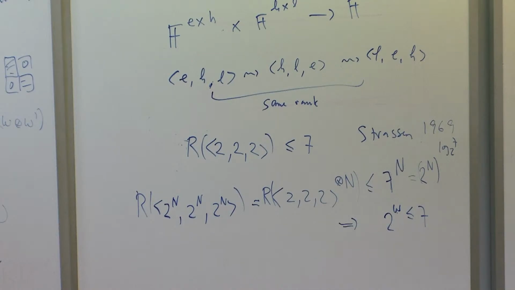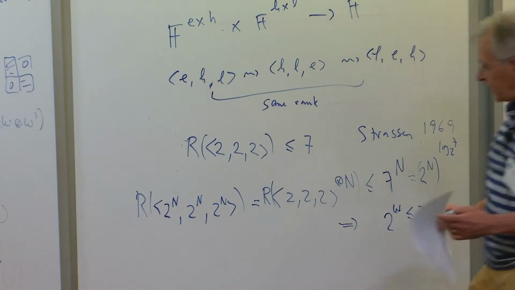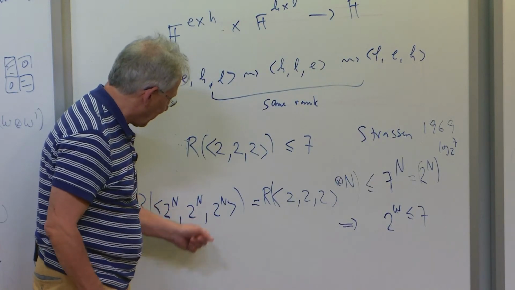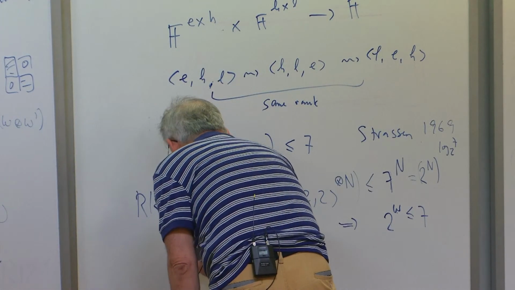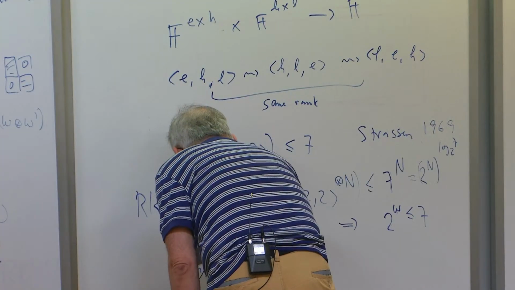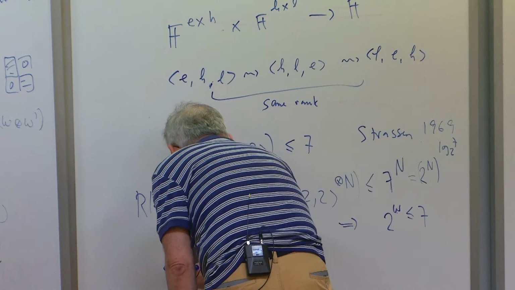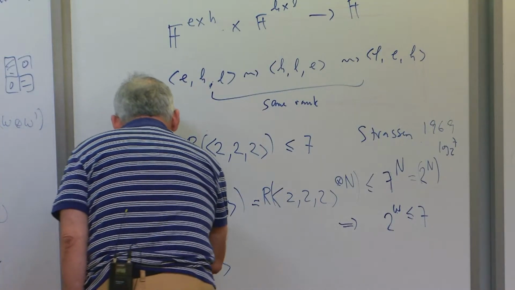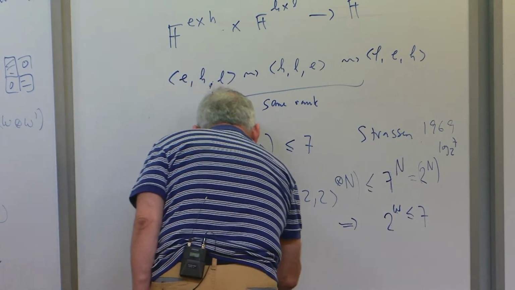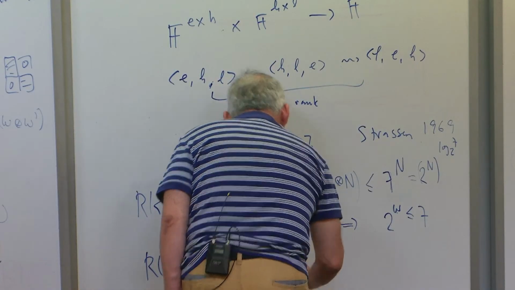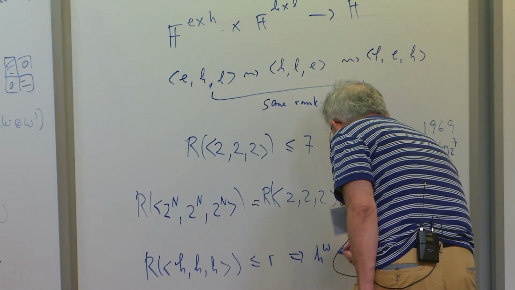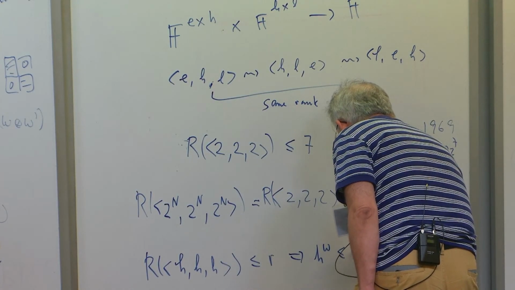Okay, and the point is, this argument has nothing to do with the fact that this is 2. I can replace 2 by h, and it's the same thing. So now I have multiplication of matrices of size h. Let's say the rank of it is at most r. Then by exactly the same argument, you infer h to the omega is at most r.